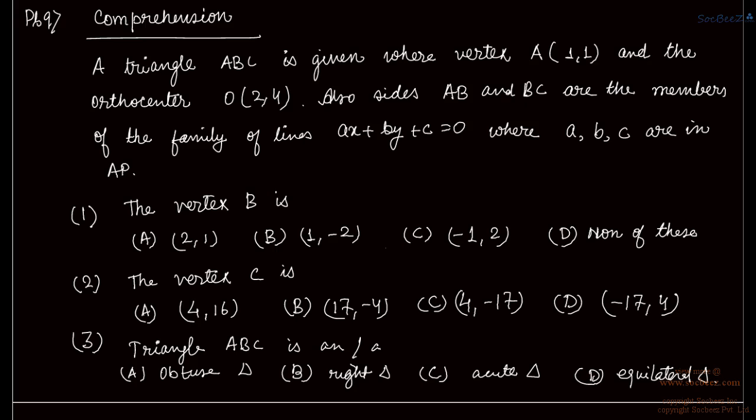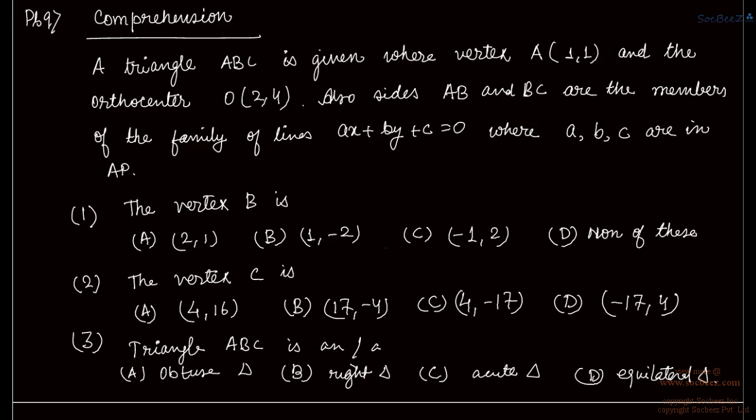Also, sides AB and BC are members of the family of lines ax plus by plus c, where a, b, c are in AP. So the equations of sides AB and BC can be written in the form ax plus by plus c equal to 0, where a, b, c are in arithmetic progression. Okay, this is the comprehension.